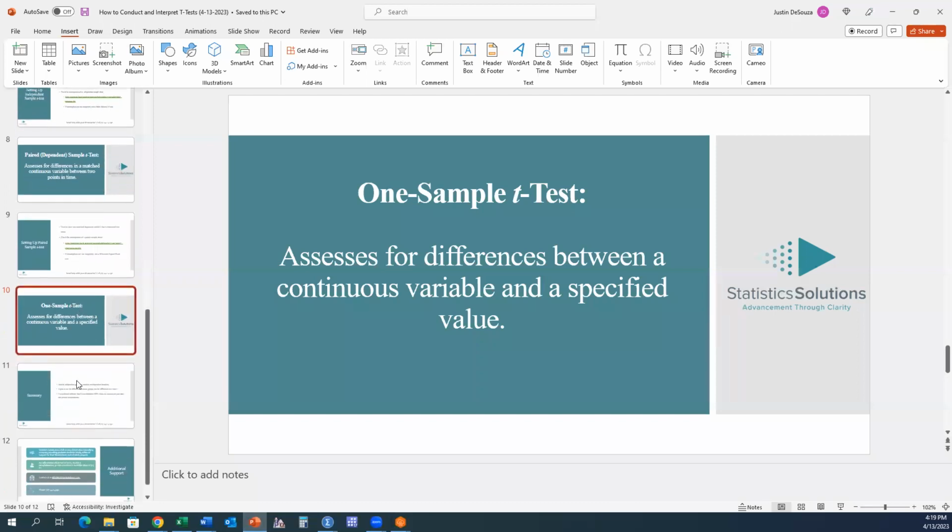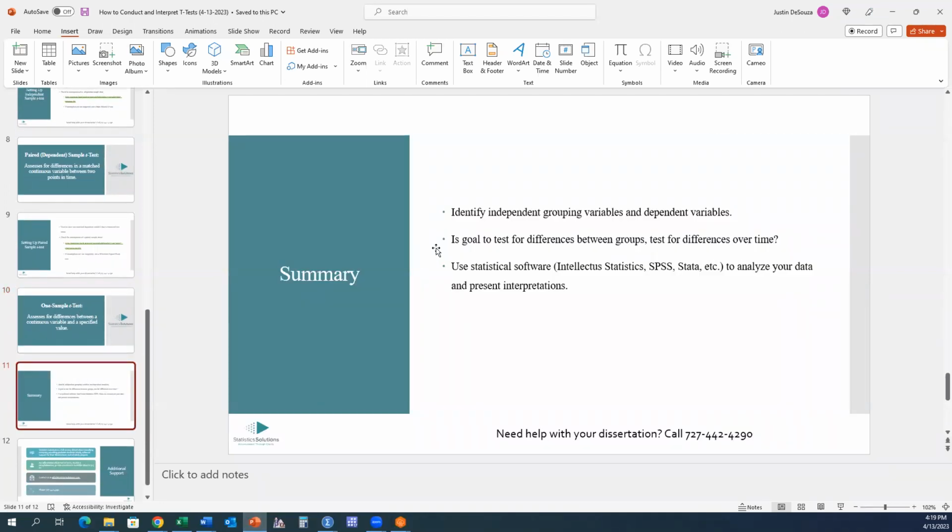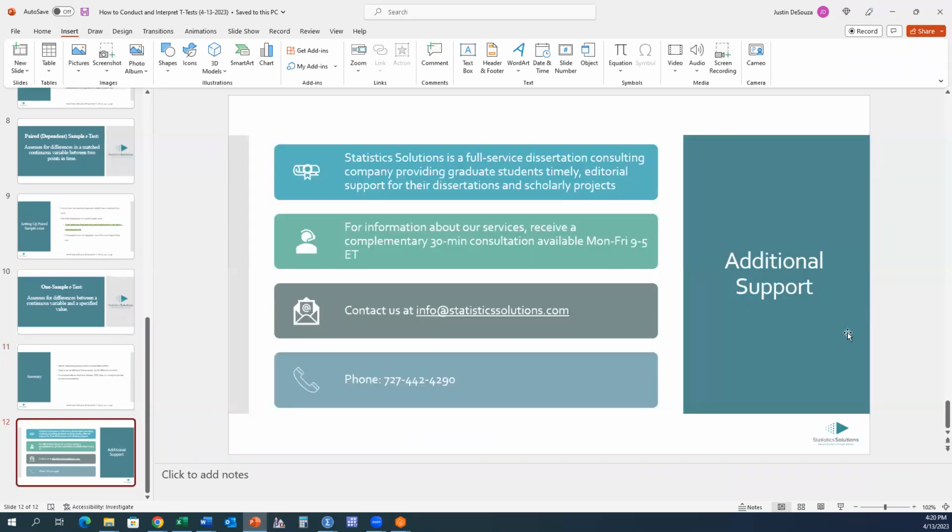All right, and that pretty much covers it for t-tests. So the first thing to do is you need to identify your research questions. Do you have independent grouping variables like treatment control or gender or ethnicity? Are you comparing for differences over time, or are you strictly looking for differences by group? Then you can use a software like Intellectus Statistics, which is our company software, SPSS or Stata. And you can use those softwares to analyze your data and present interpretations. If you have any questions, you can type them into the chat box.